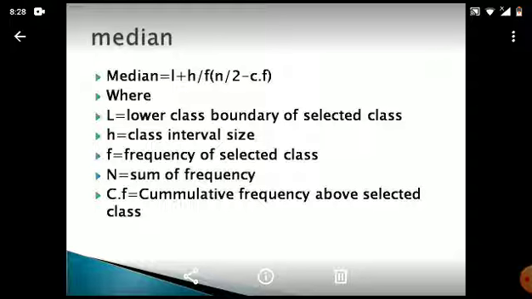Median is the value which divides your data set into two parts. In this case, the median formula will be L plus h over f times (n by 2 minus C), where L stands for the lower class boundary of the selected class, h is the height of the class interval, f stands for the frequency, n is equal to sum of frequency. I am reminding again and again in all my lectures that in group data, n is always equal to sum of f. And CF, the cumulative frequency, is not selected from the class which you select by using the median formula, but it is taken from the class above the selected class.